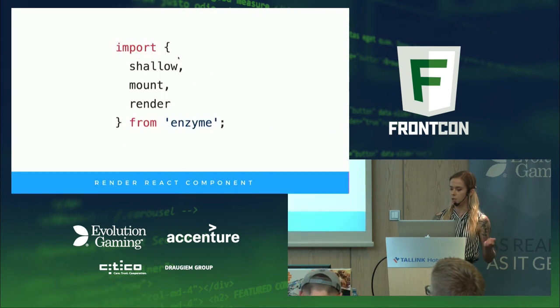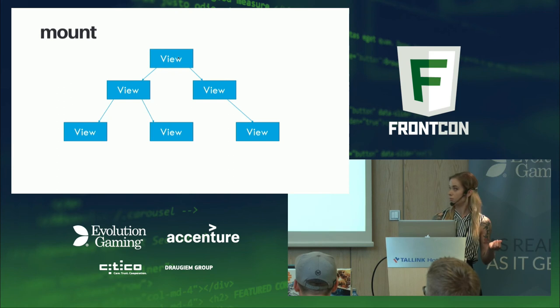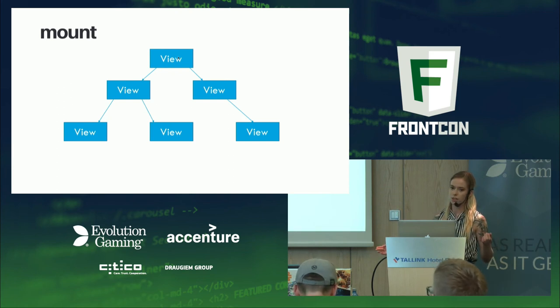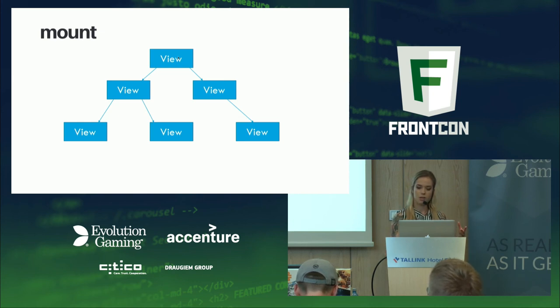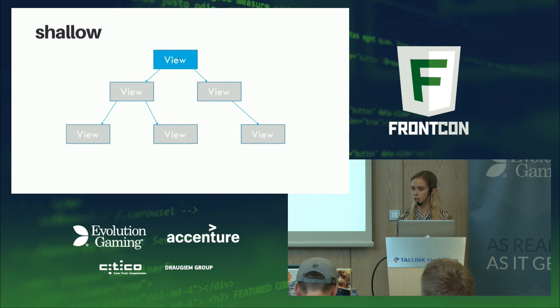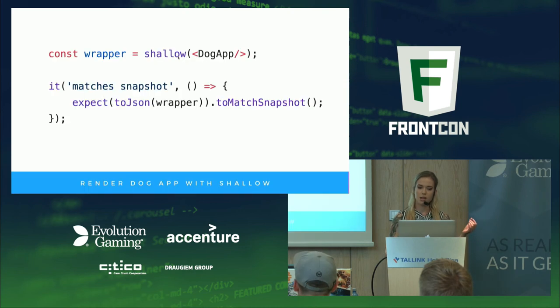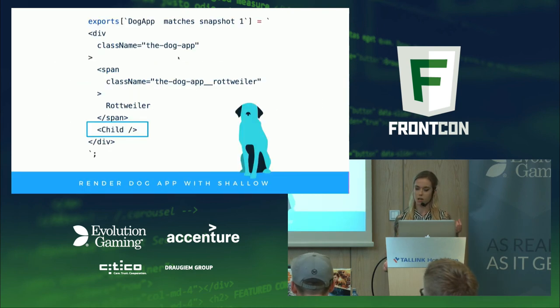So actually, Enzyme has different ways to render your component. It's shallow, mount and render methods. If you're using mount, it renders the full DOM tree. You can use this method if you want to test interaction with children, but usually you would use shallow because it renders your component in isolation without children. If I render my dog app with shallow now, I don't see contents of the child anymore. It's kind of like mocking out children out of the box. You can do it manually with Jest mocking as well if you want to.